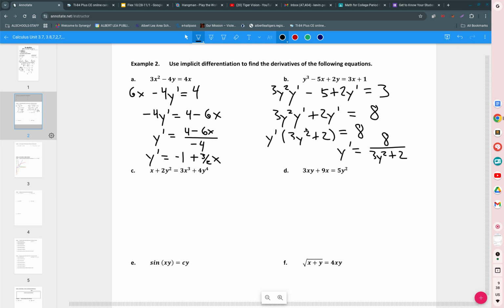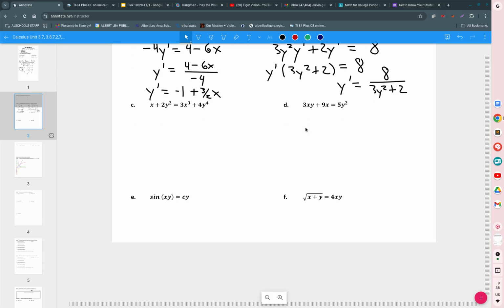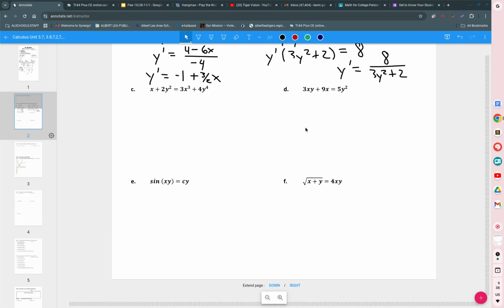What do you think? Piece of cake upside down? Okay, you do letter C then. I'm going to slowly work behind you.